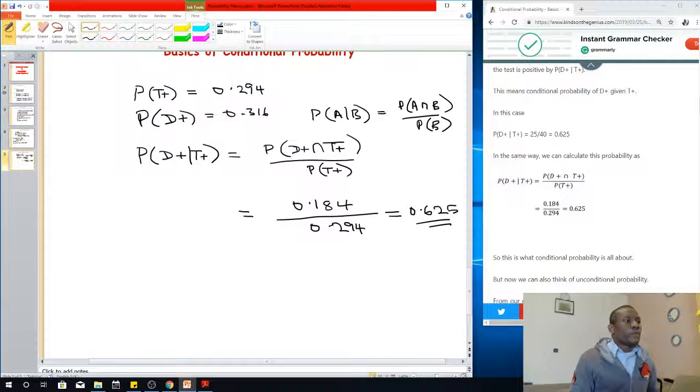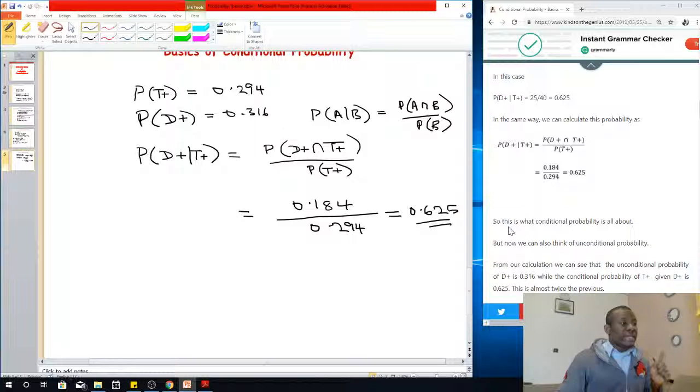So this is the same thing we calculated in this place when we have 25/40, but this time we use the conditional probability formula to actually do it. So I hope this is a bit clear. If not, try to run through it again to become a bit clearer as you move. This is what conditional probability is all about.